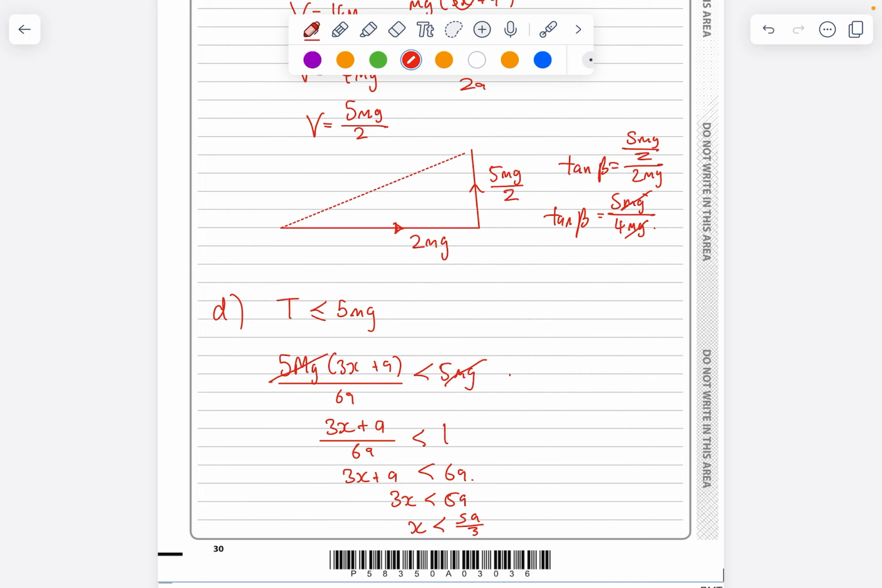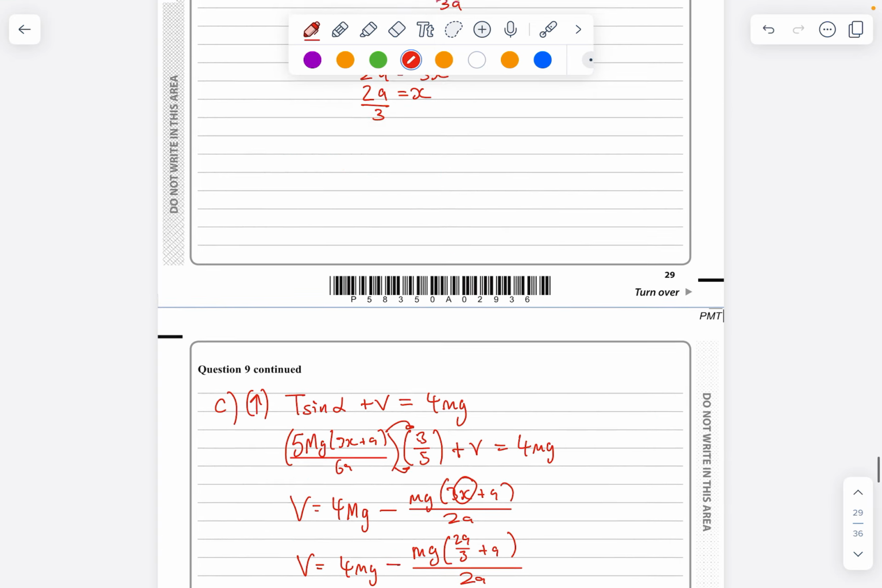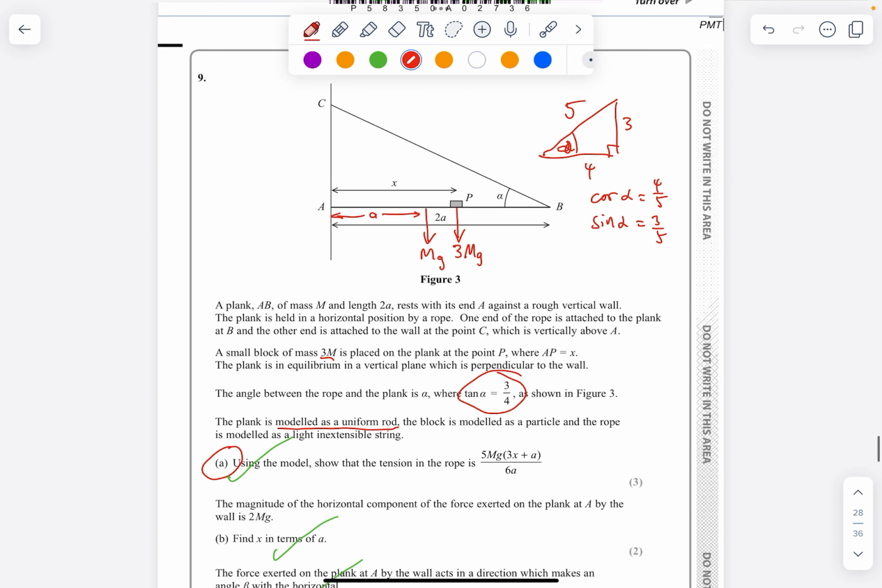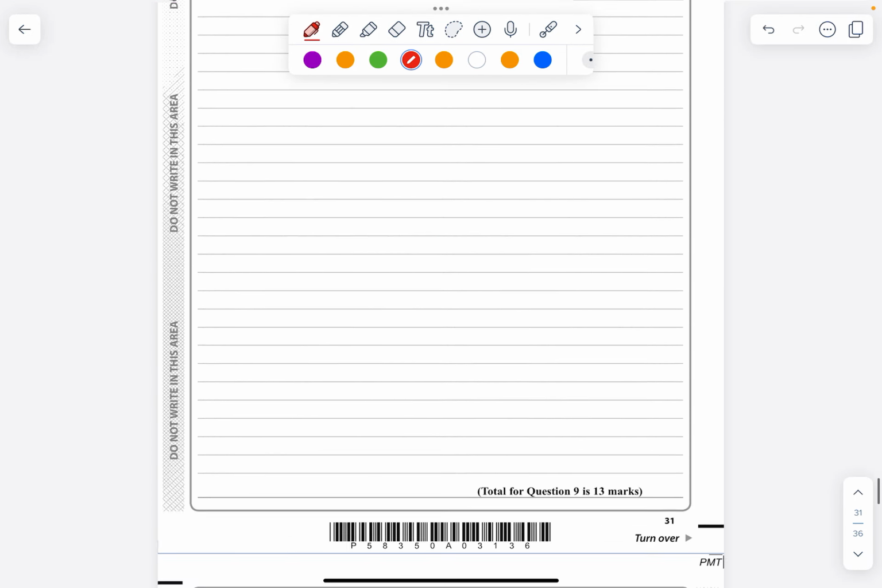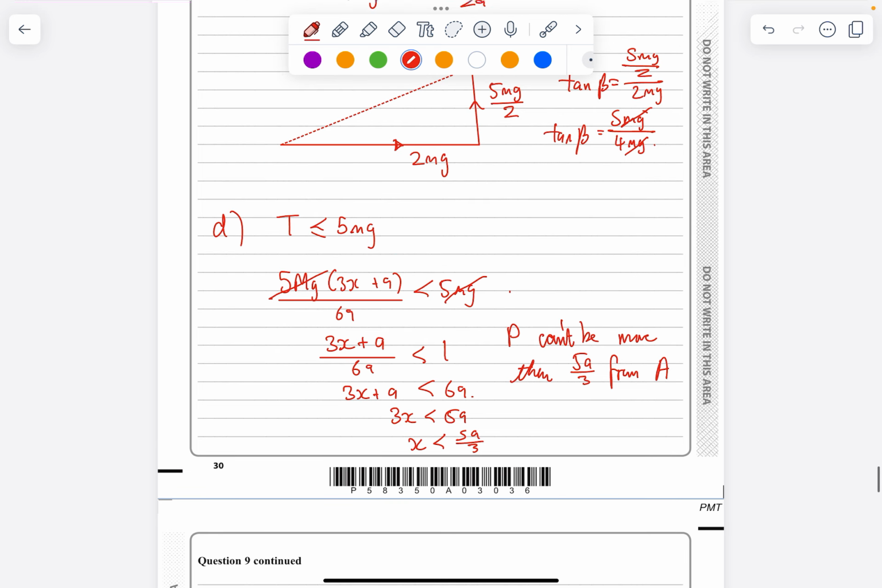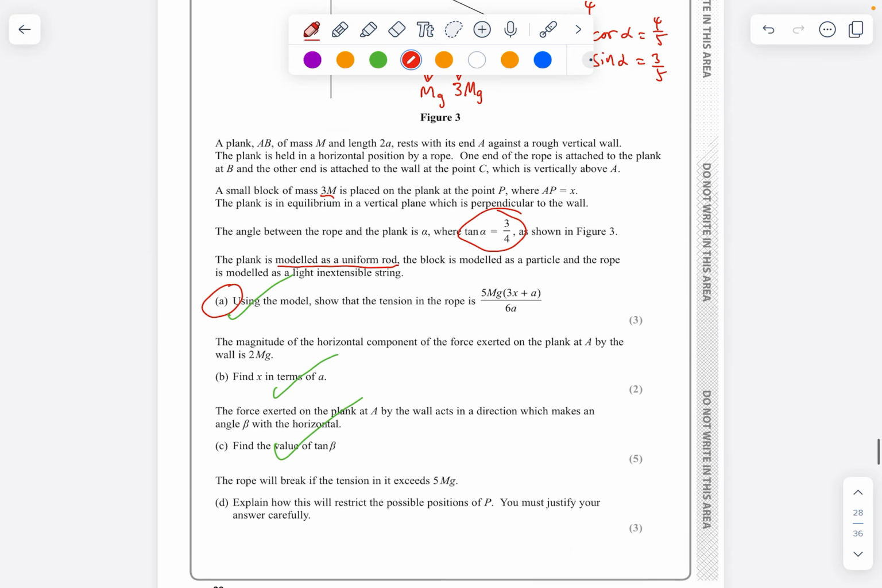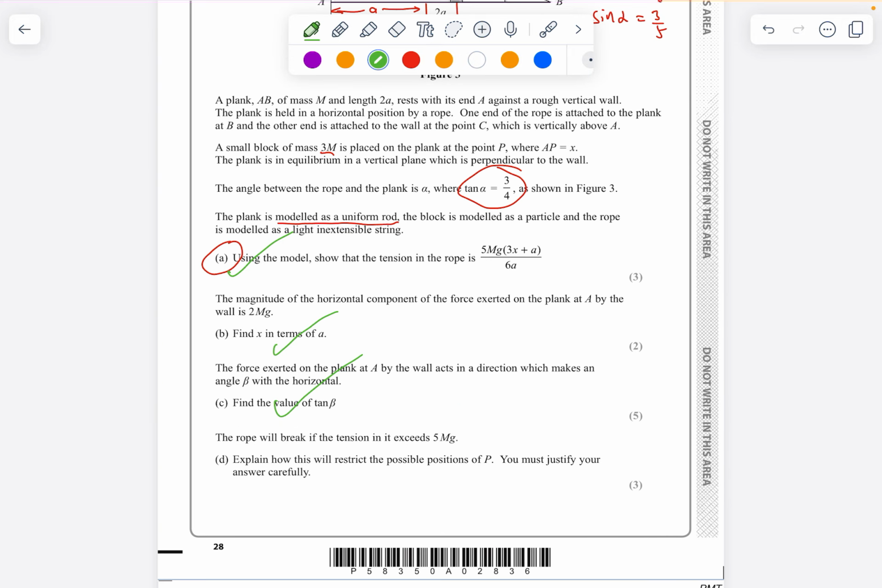Now, we've got to explain what this means. It means that P can't be more than 5a over 3 from A. Okay, because remember basically that P is positioned x away from A. So if it's more than 5a over 3 from A, then there'll be a problem and it's going to break. And that takes care of D.